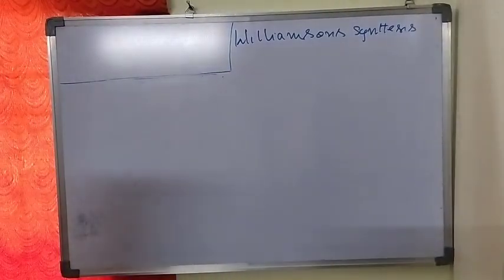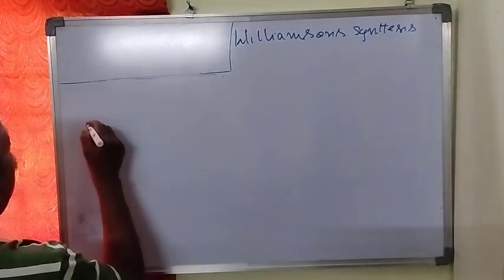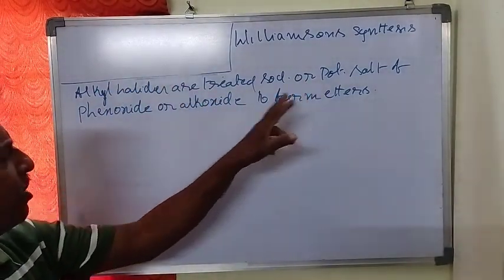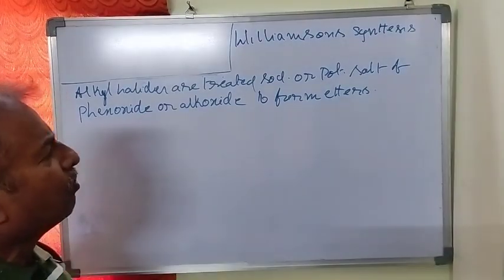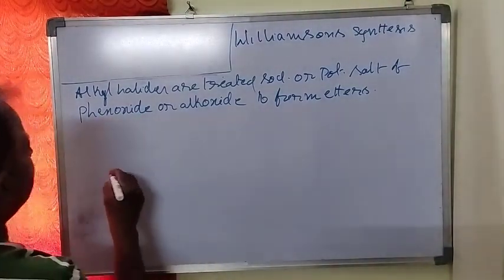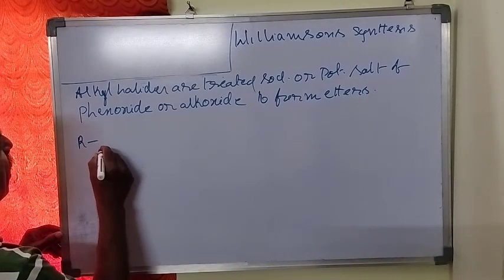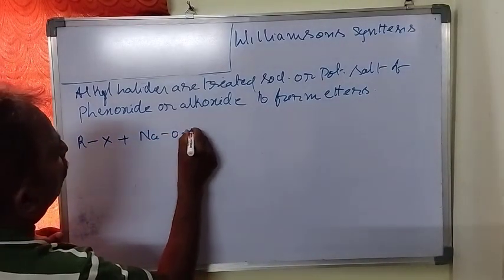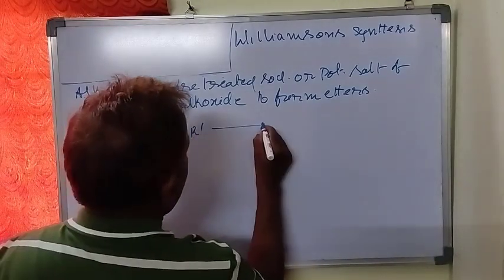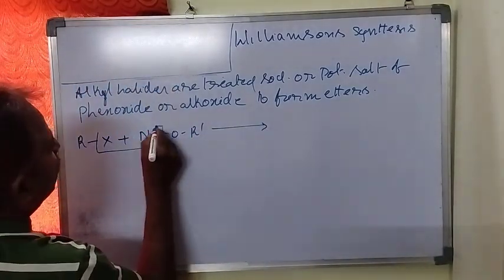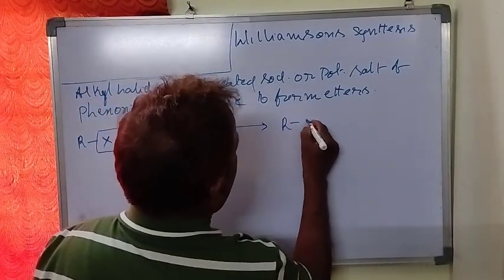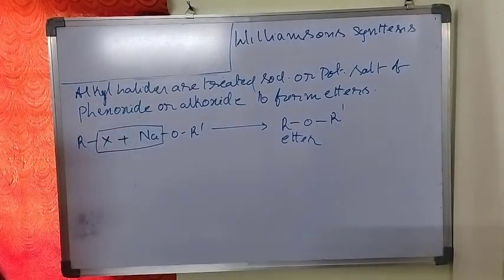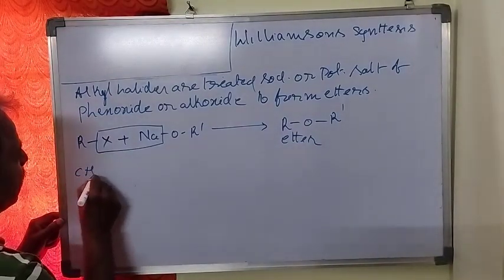In Williamson's synthesis, ethers are prepared. So in Williamson's synthesis, alkyl halides are treated with the sodium or potassium salt of an alkoxide or phenoxide to form ethers. So here this is RX plus NaOR'. So what do we get here? Sodium halide is removed and we get ROR'. This is ether.